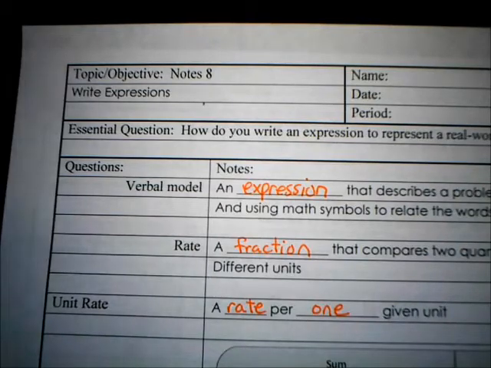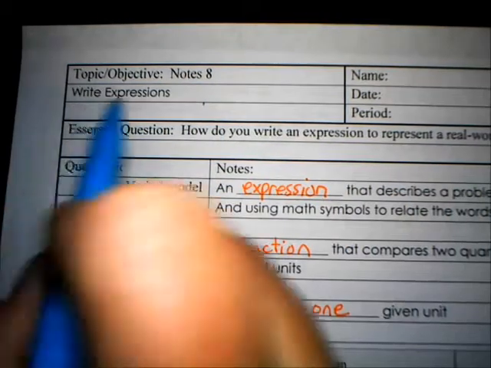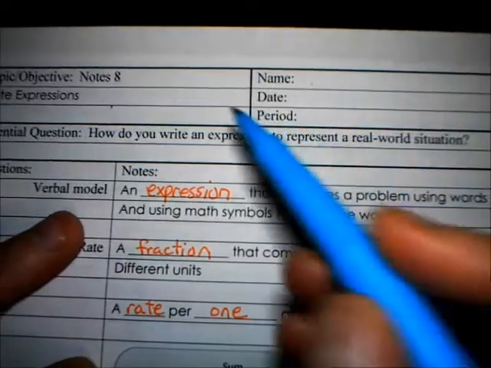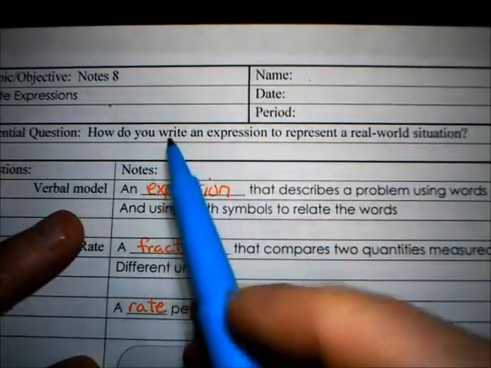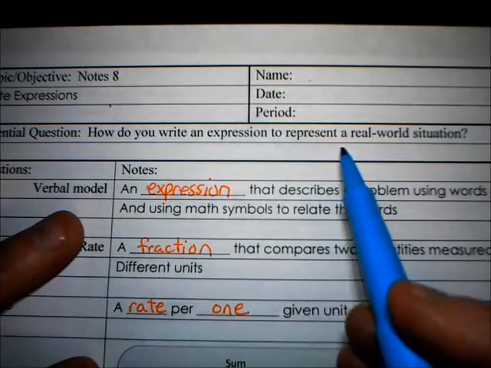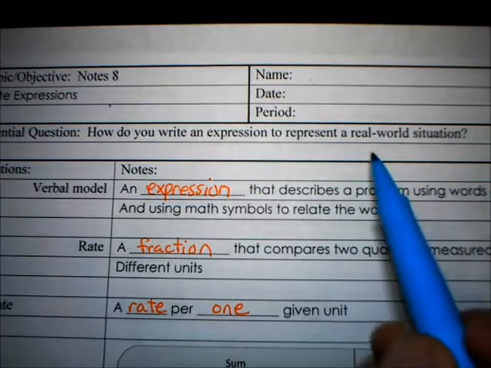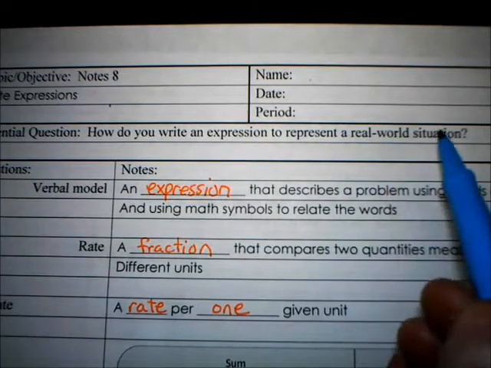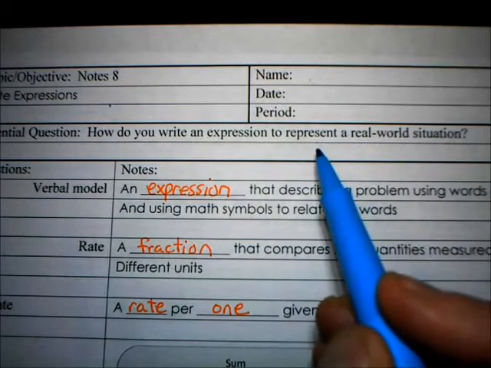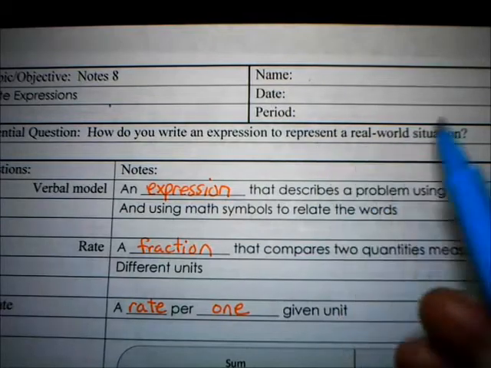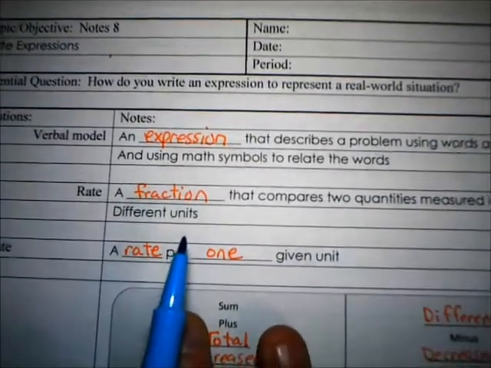Okay, here we go with Algebra 1, Notes 8, Writing Expressions. Make sure you put your name, date, and class period, and your central question you have to answer at the end is how do you write an expression to represent a real-world situation. And basically, with real-world situations, you just assign variables or symbols for situations is all you have to do.